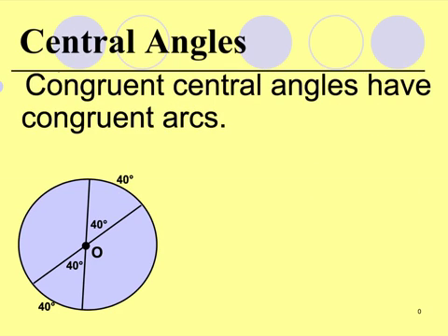Congruent central angles have congruent arcs. So as you can see, we have this hourglass, and it kind of looks like vertical angles here. So we are going to call them vertical angles, but they're also known as central angles. So these two arcs are congruent because the central angles are congruent. So each measure 40 degrees here, so do the arcs.